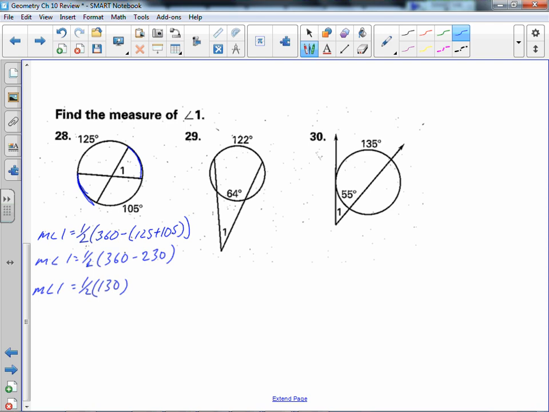Half of 130, or measure of angle 1, is going to be 65 degrees.